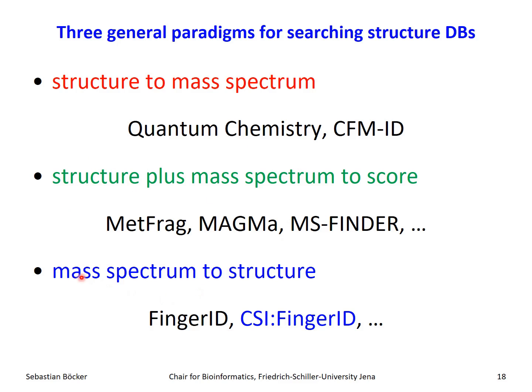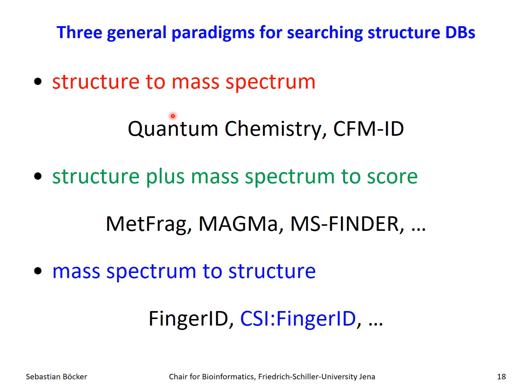And the third paradigm, that is actually where CSI FingerID belongs. There you take the mass spectrum and you try to transform the mass spectrum into information about the structure, and you only use the structure information to search in a structure database.